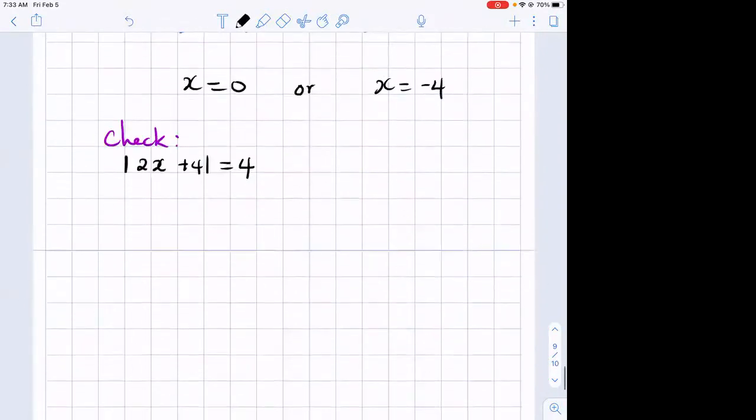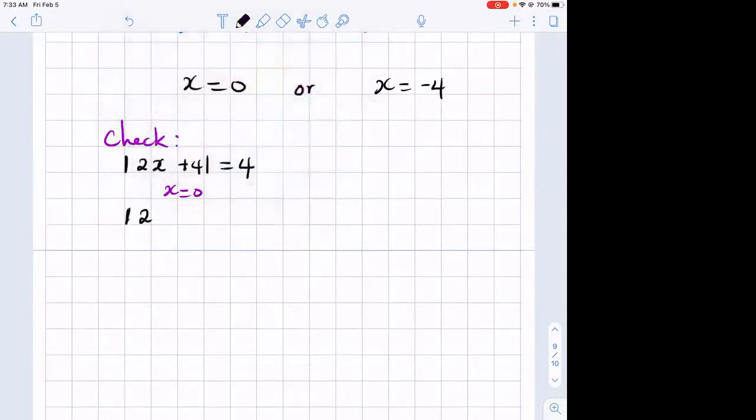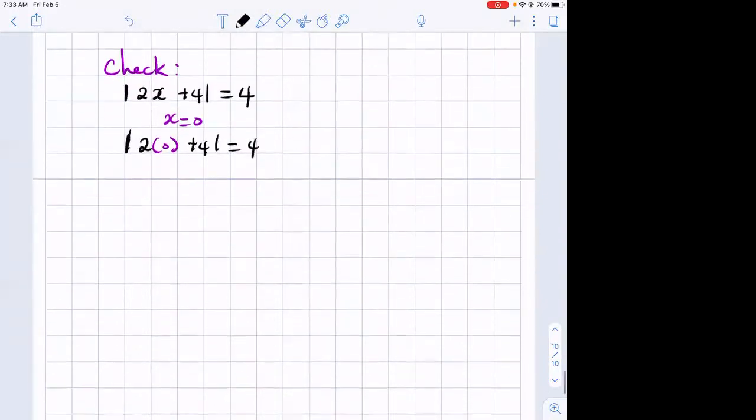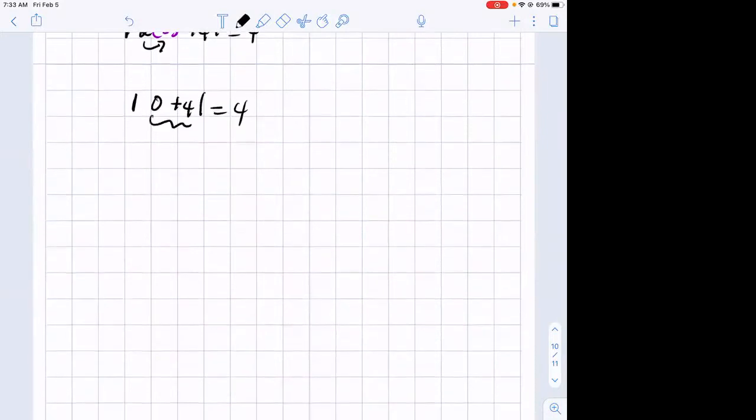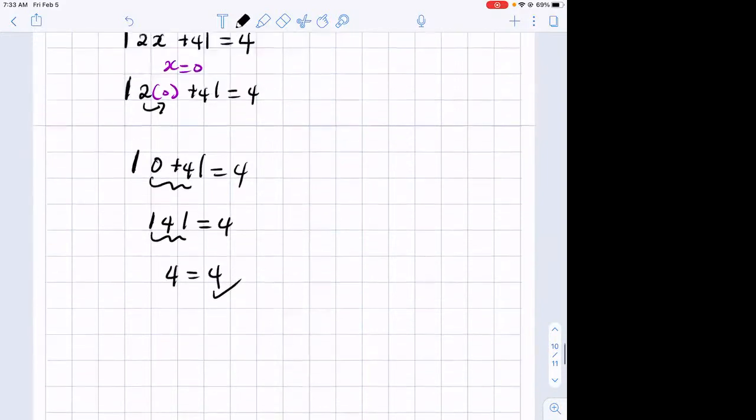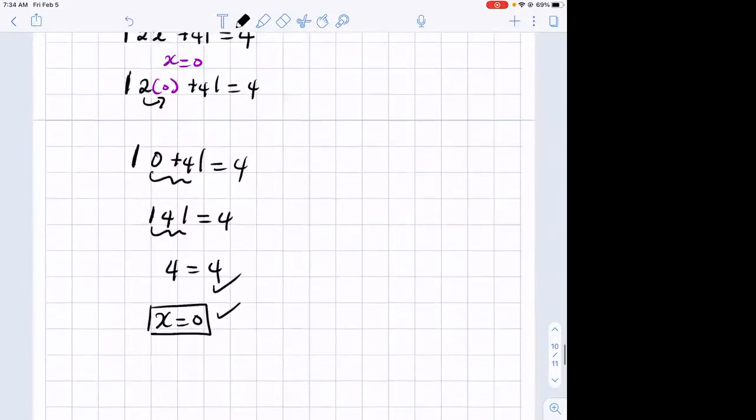So now we want to check when x is equal to 0. So we have the absolute value of 2. We're going to plug in x to be 0 plus 4 and see if that's equal to 4. 2 times 0 becomes 0 plus 4, and 0 plus 4 is 4. So we have the absolute value of 4, and the absolute value of 4 is 4, so 4 equals 4, that checks. So we know that x equals 0 is a solution.